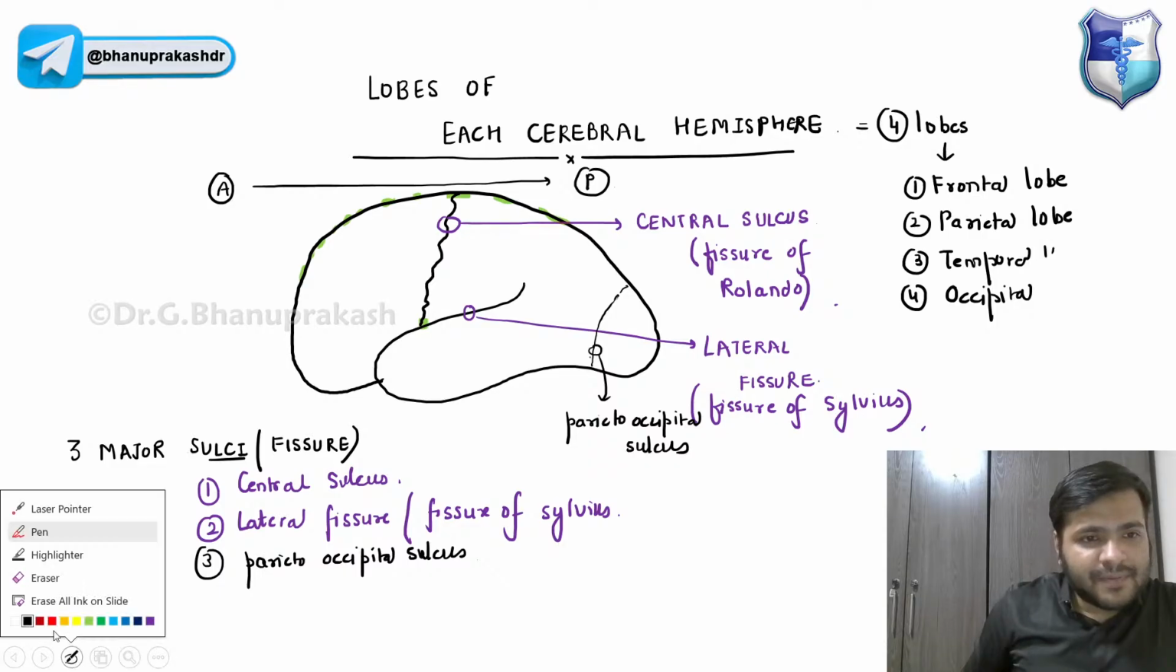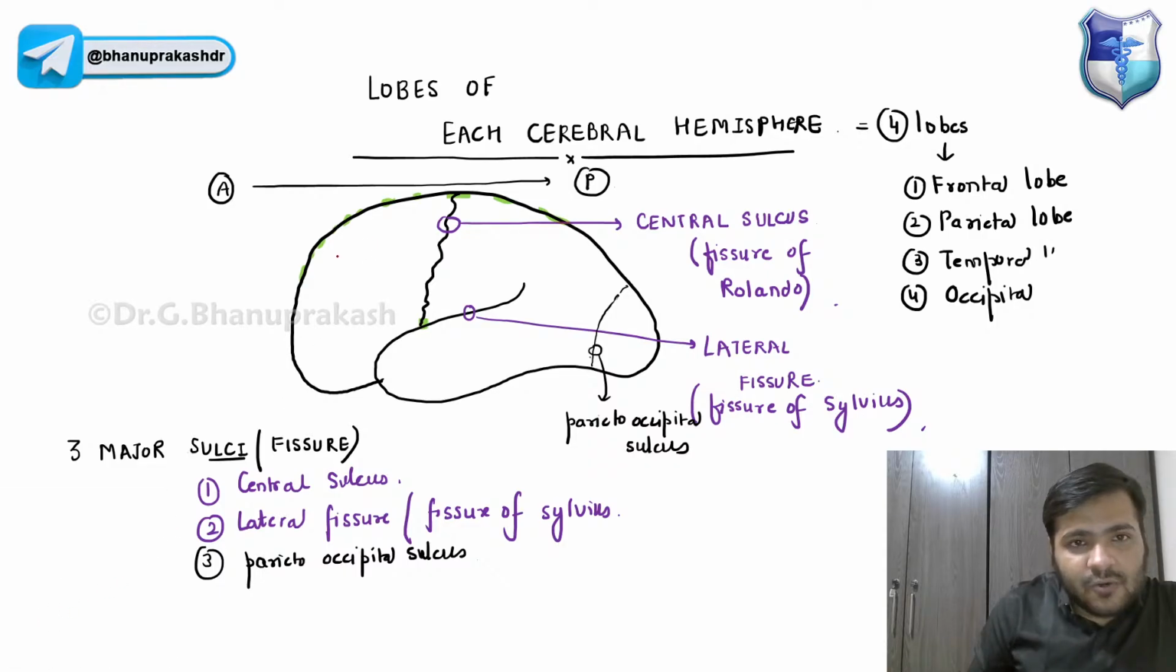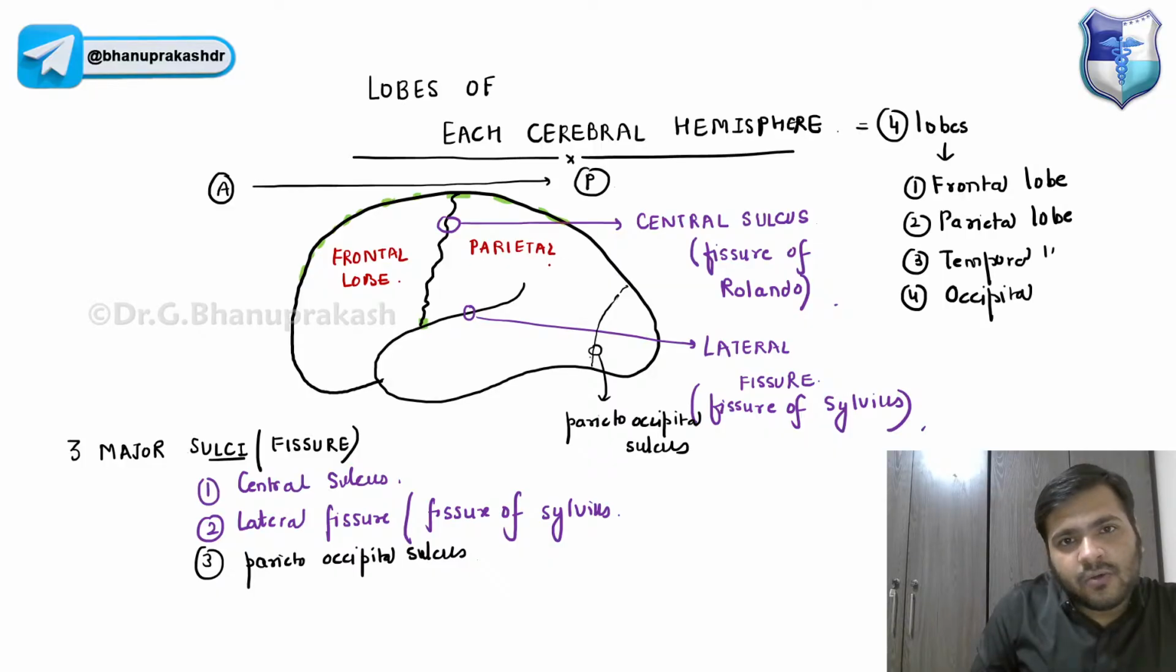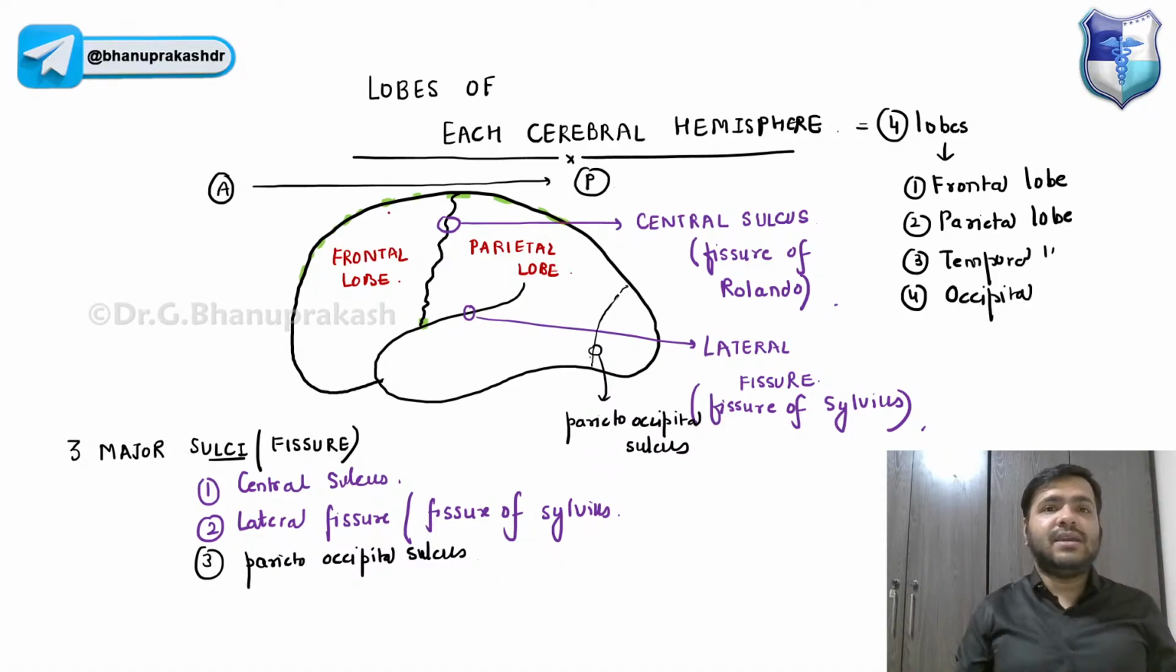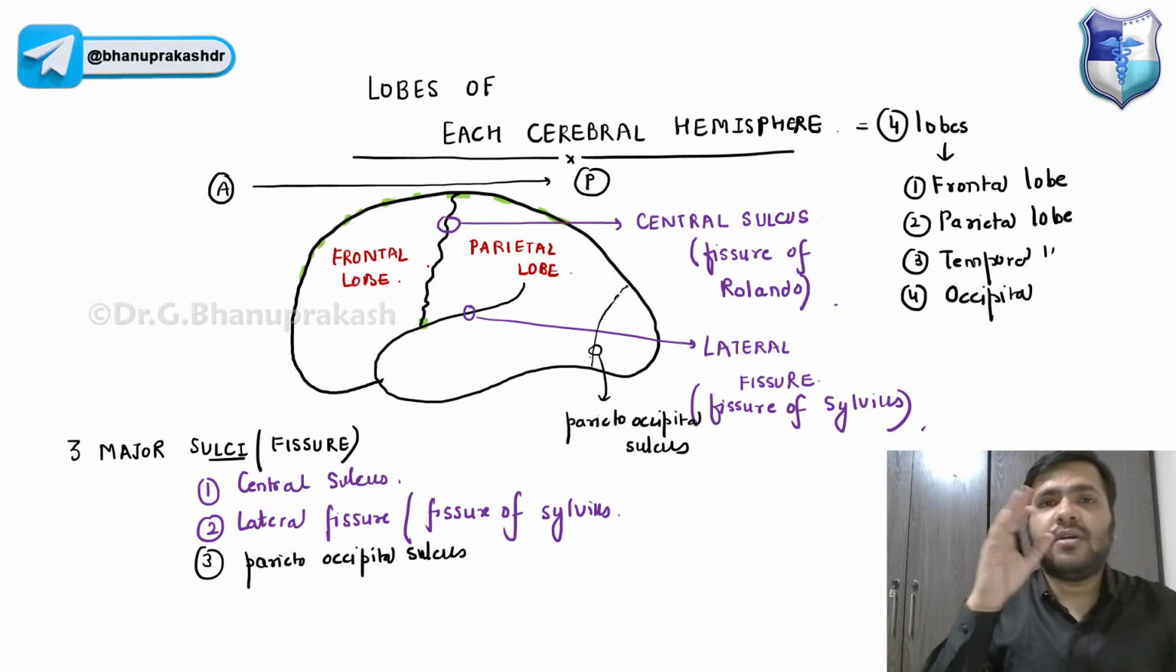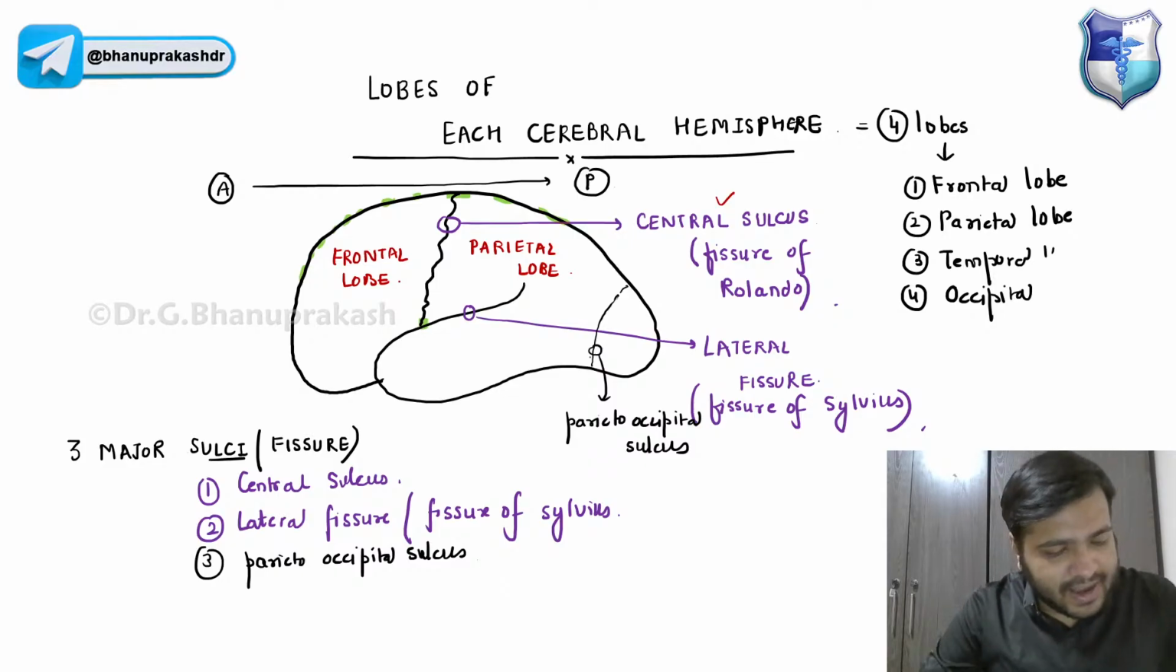What does it do? It separates the frontal lobe. इसके आगे वाला जो हिस्सा होगा, that will be called the frontal lobe, and guys, पीछे वाला जो हिस्सा होगा, that will be called the parietal lobe. These two lobes are differentiated on the basis of the central sulcus. That is also called the fissure of Rolando.